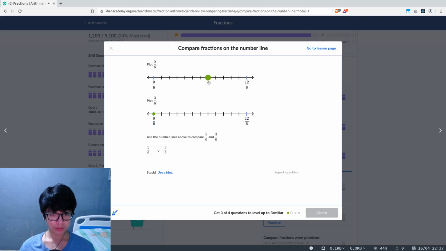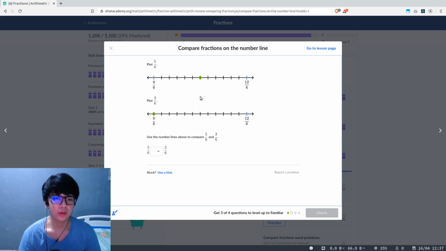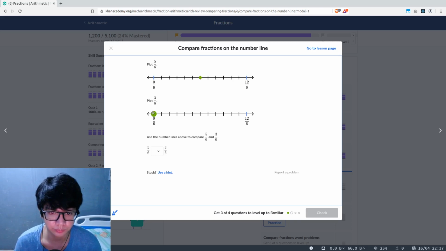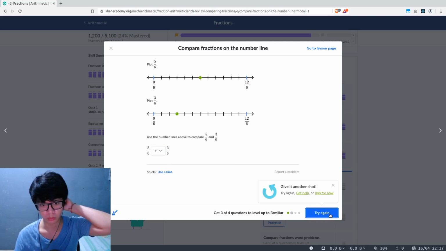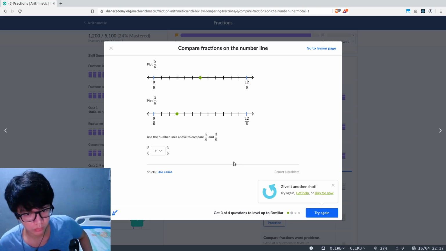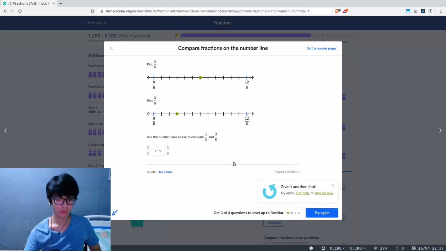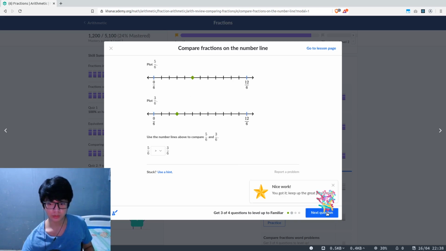Plot 5/6. 1, 2, 3, 4, 5, 6. Okay, it's 6. Plot 3/6. Okay, 1, 2, 3. Okay. So clearly 5/6 is greater than 3/6. Whoa. Whoa, what? Oh shit, it should be here, right? Oh my fuck.